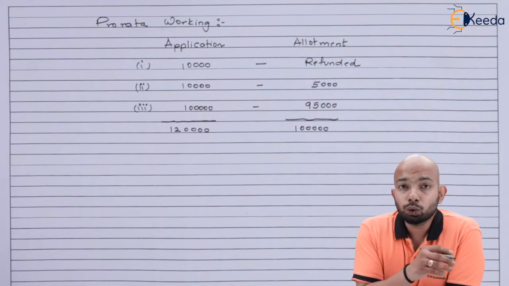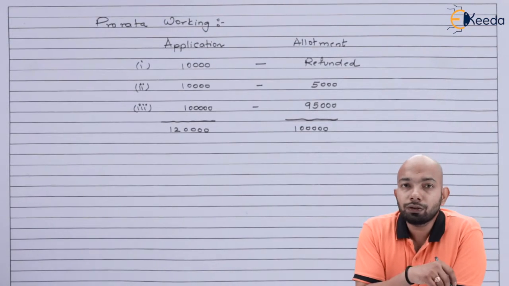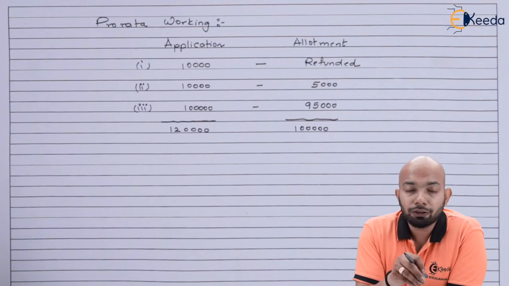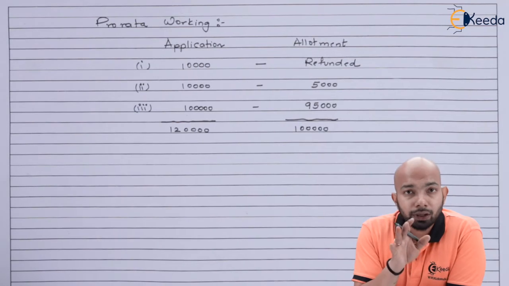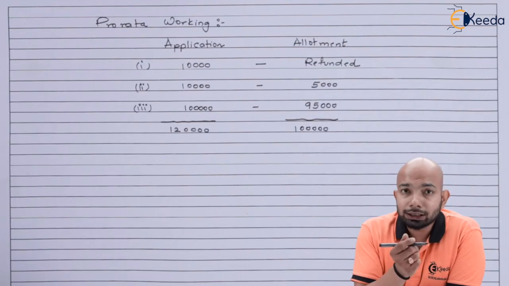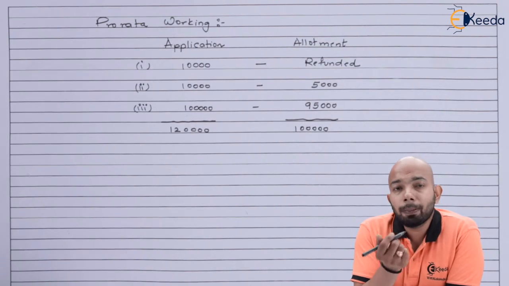So this is how the total of application is equivalent to the total of allotment, and hence this has been completely done. To note, in the question they have never mentioned that the people who have defaulted on the payment are a part of prorata.